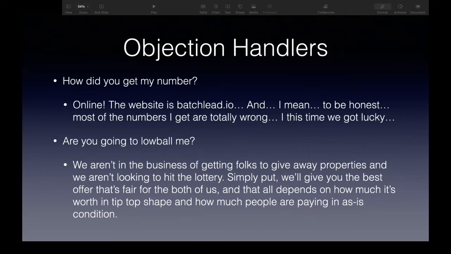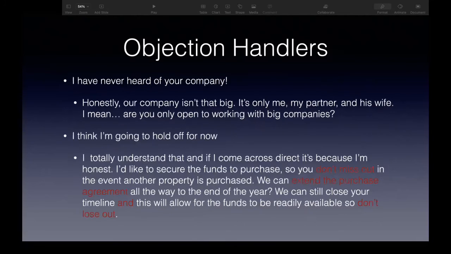Another one: are you going to lowball me? I mean, Mr. Seller, we aren't in the business of getting people to give away their properties, and we aren't looking to hit the lottery. Simply put, we'll give you the best offer that's fair to the both of us. And that all depends on how much it's worth in tip-top shape and how much people are paying in as-is conditions. Does that sound fair? And then you get to it after that.